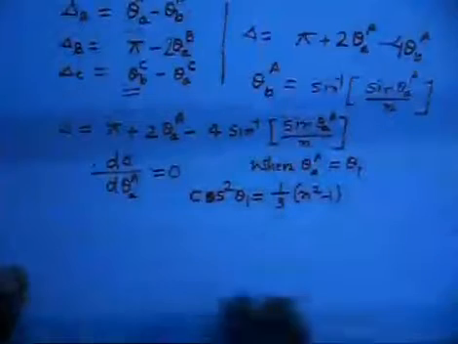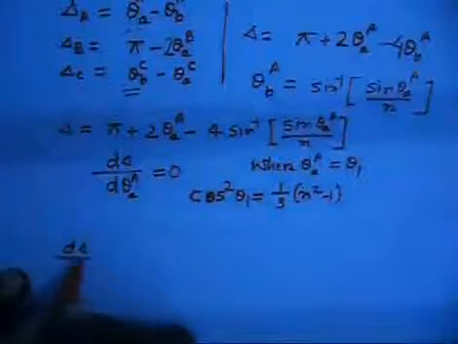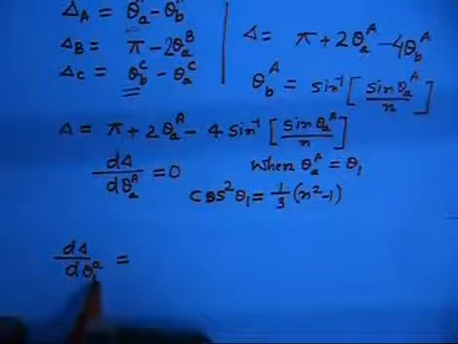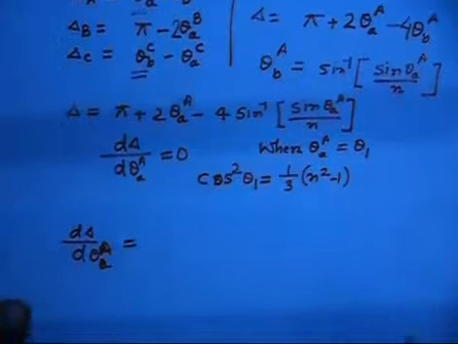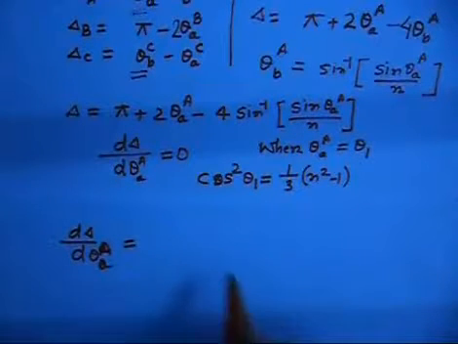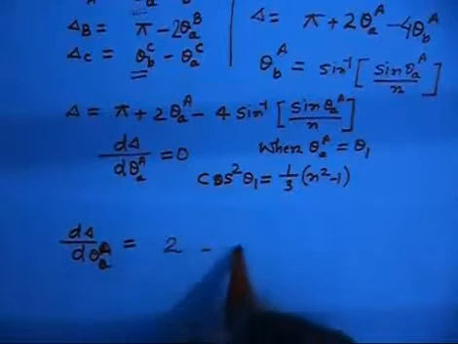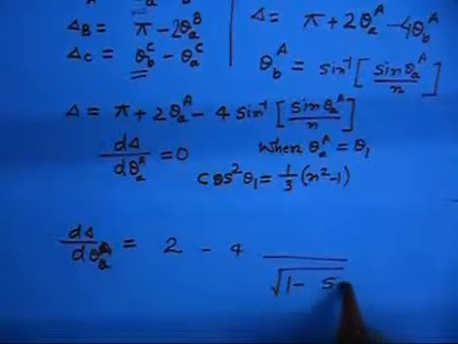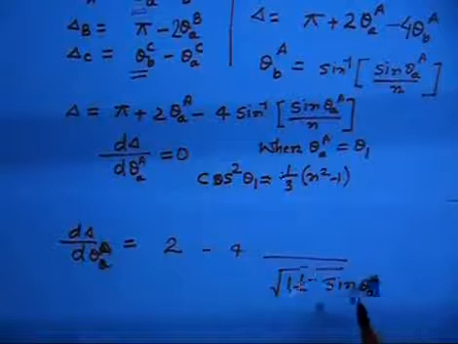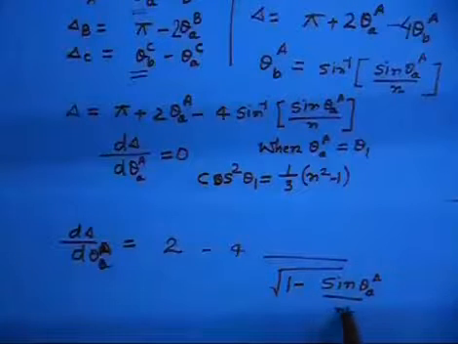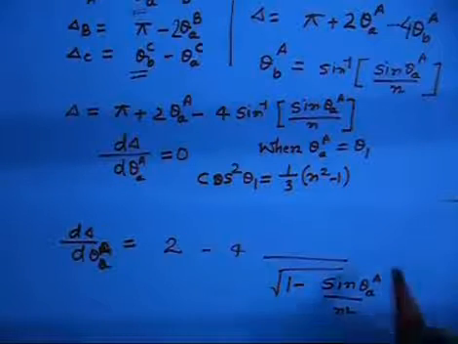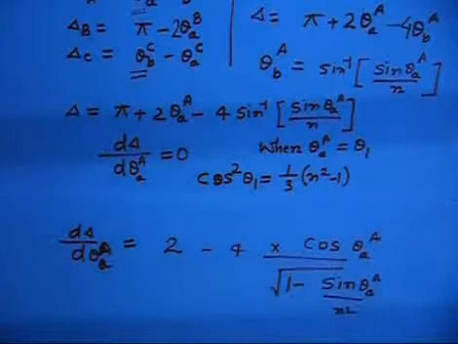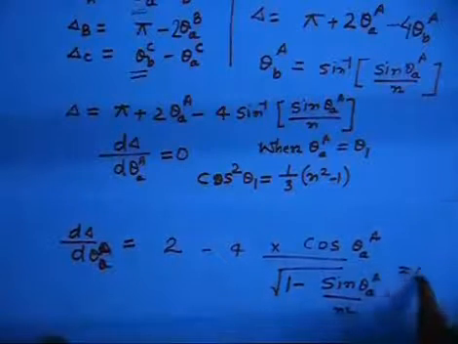If you differentiate this one, so dδ by dθ1. Now this θ1, this is θa at a. I am differentiating with respect to it, so π will be 0, and the differentiation of this is 2 minus 4. Sine inverse will be 1 by root of 1 minus x square, with sin θa at a by n square, and then you will have the differentiation of sin θ, that is cos θa at a. Now if you see, this is equal to 0.